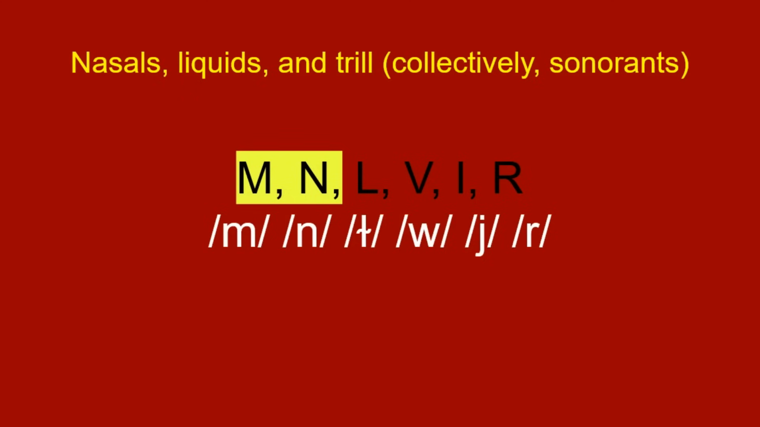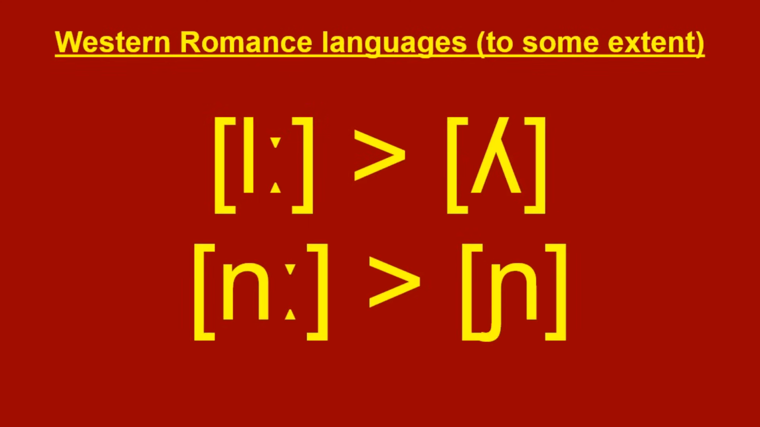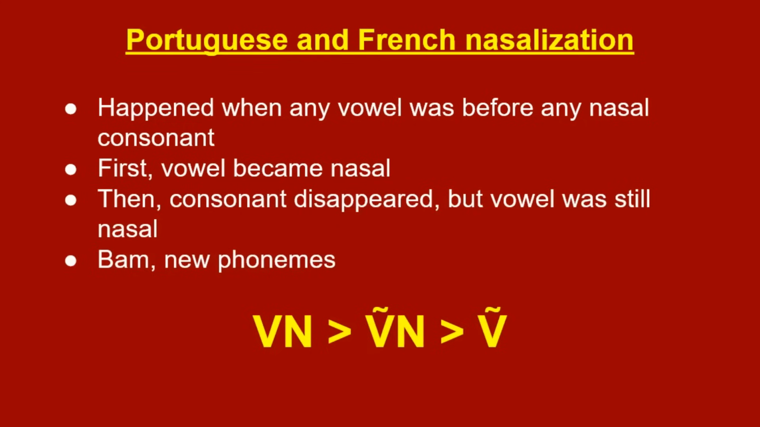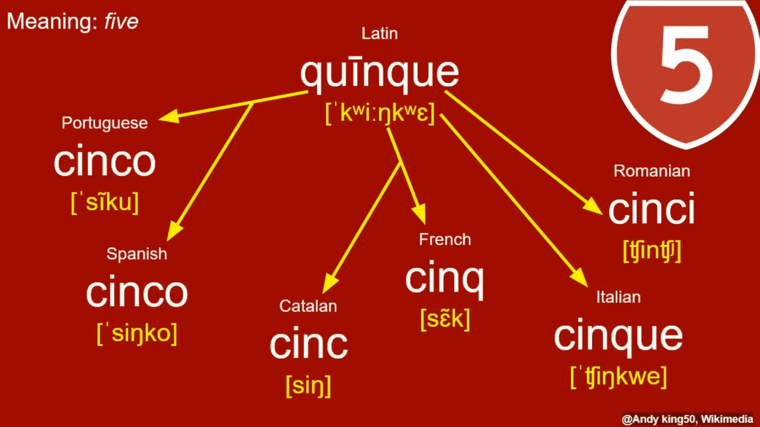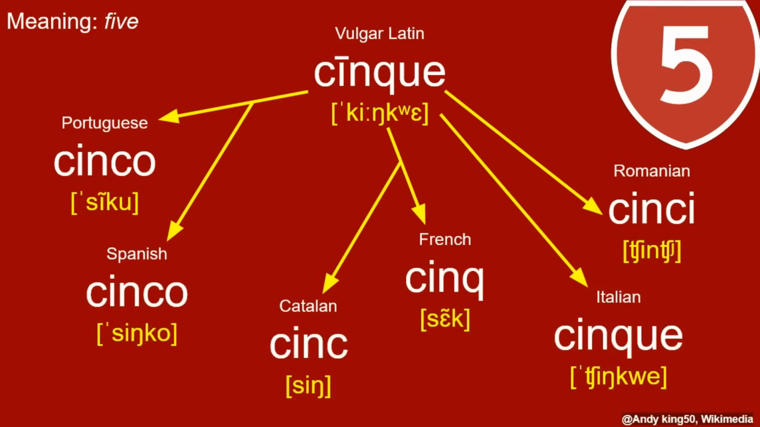So now on to the nasals. The main thing to say about them, other than the palatalization on ne, is that when any nasal consonant was in coda position, in both French and Portuguese, they disappeared but made the vowel before them nasal. For example, there was Classical Latin quinque, which became Vulgar Latin quinque, and then Portuguese cinco and French cinq, but Spanish cinco, Italian cinque, and Romanian cinque.